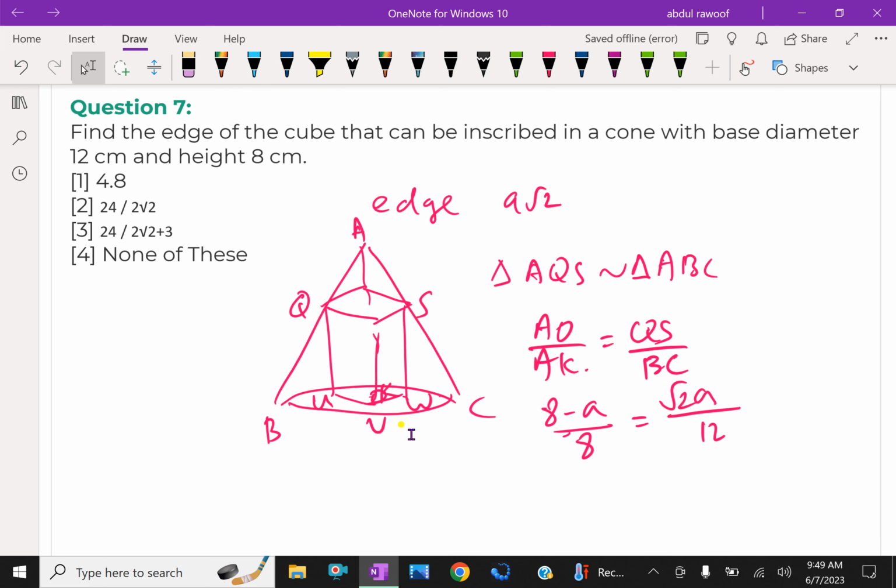From that we can say A equal 24 over 2 root 2 plus 3. So we got the relation of A, which is equal to option 3.